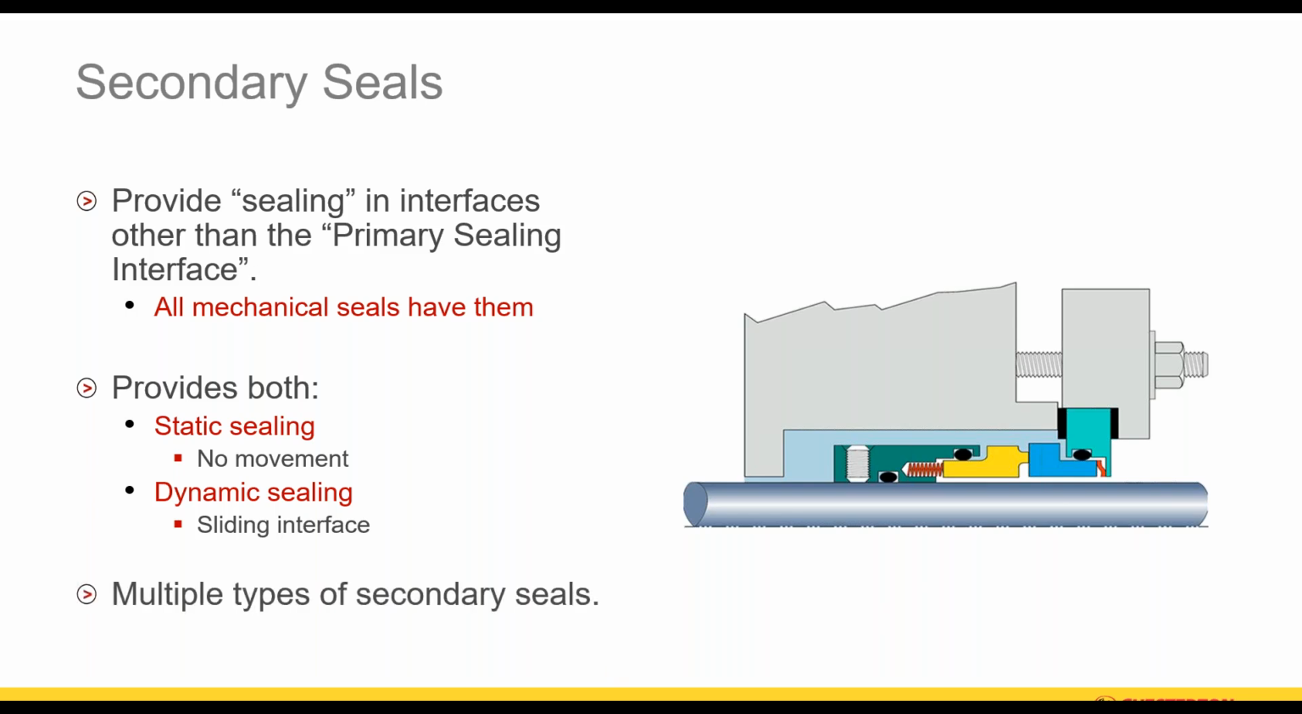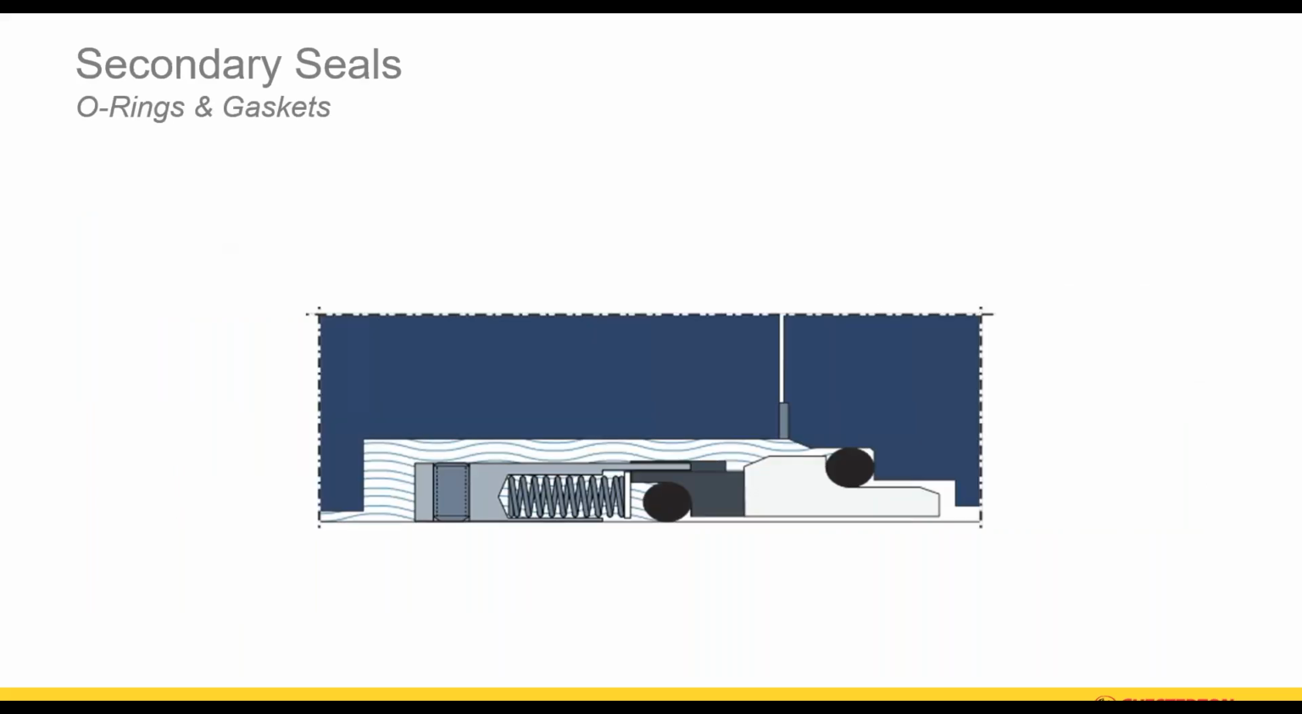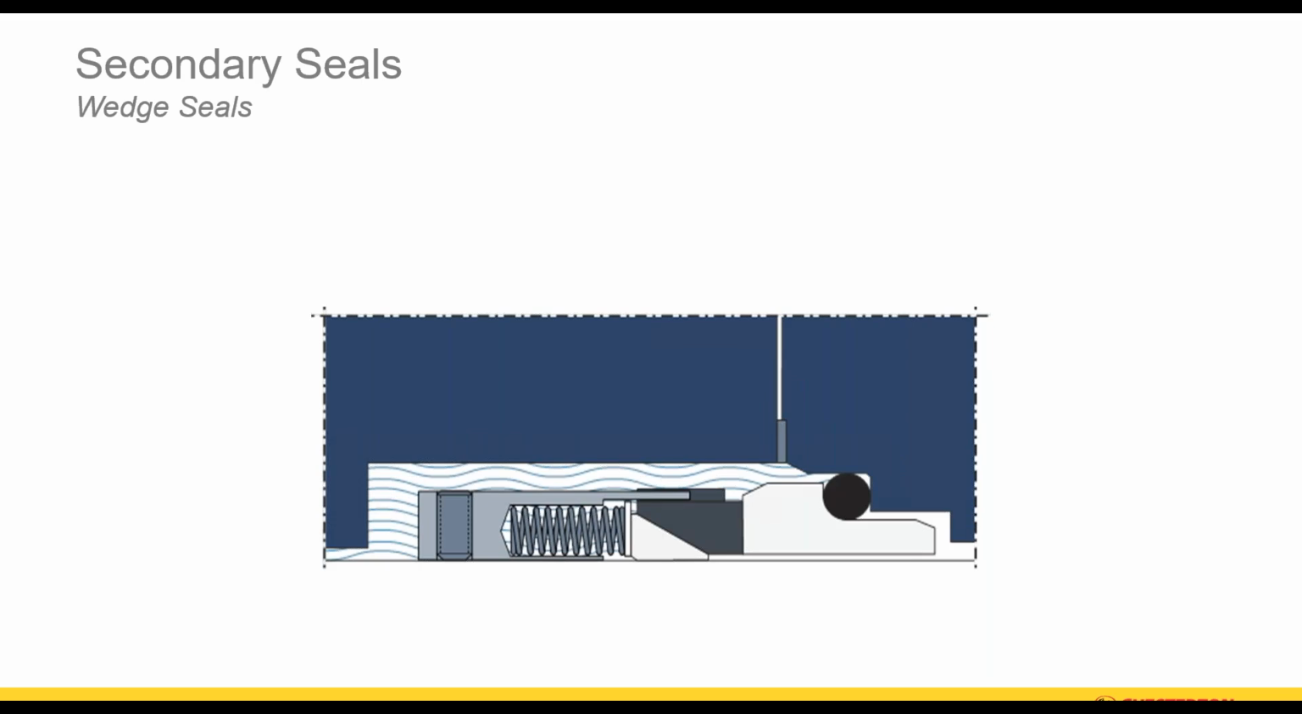And there are multiple types of secondary seals you'll find depending on the seal design. Just to show you a few of these, obviously we just talked about O-rings and gaskets. But you can also have wedges. This is typically a PTFE or a Teflon wedge. The wedge is actually sealing against the shaft as well as sealing the rotating face to prevent leakage from coming through those two areas. But then you'll also have O-rings and gaskets as well.